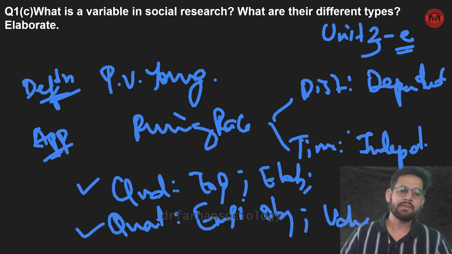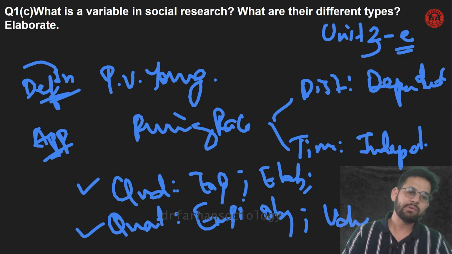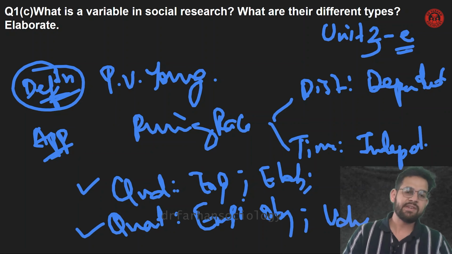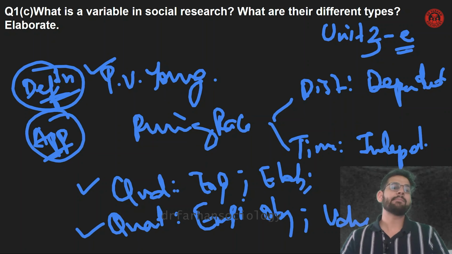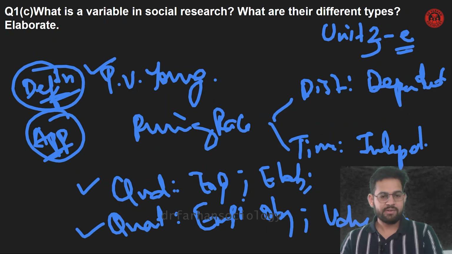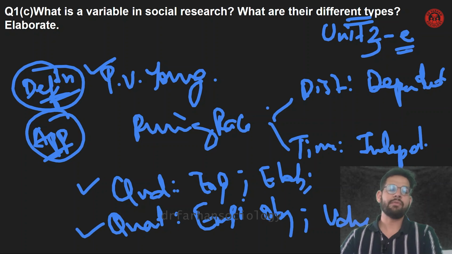So what are the important dimensions that we need to look into? First, we need to write the definition given by P.V. Young. Second, we need to look at the core content part, which highlights the different forms of variables. These are the different types. This is how, on these four categories, your marks will be given.